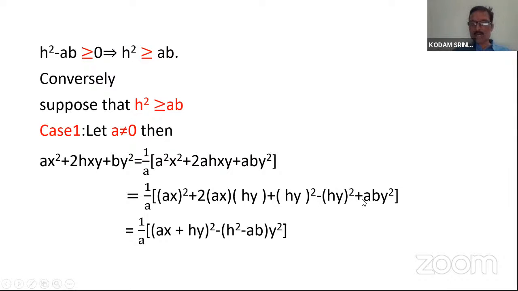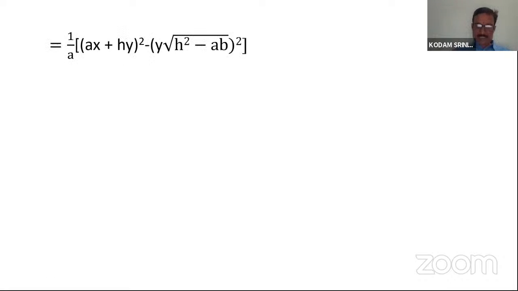Now from the last two terms, I am taking minus as common, minus of hy whole square. After taking that minus, I am taking y square also as common. So we will have h square minus ab. So we will have 1 by a into (ax+hy) whole square minus (h square minus ab) into y square. Now again rewriting the terms, here already we have 1 by a into (ax+hy) whole square.